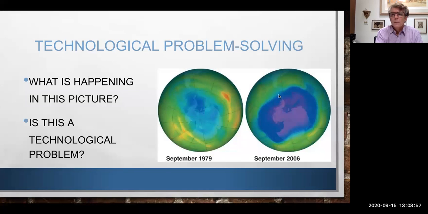All right. So somebody needs to be brave. Somebody needs to come up with an idea of what's causing this big hole down at the South Pole.